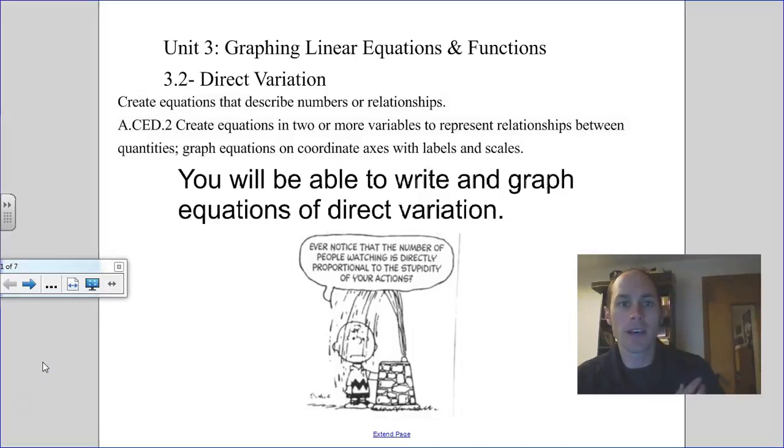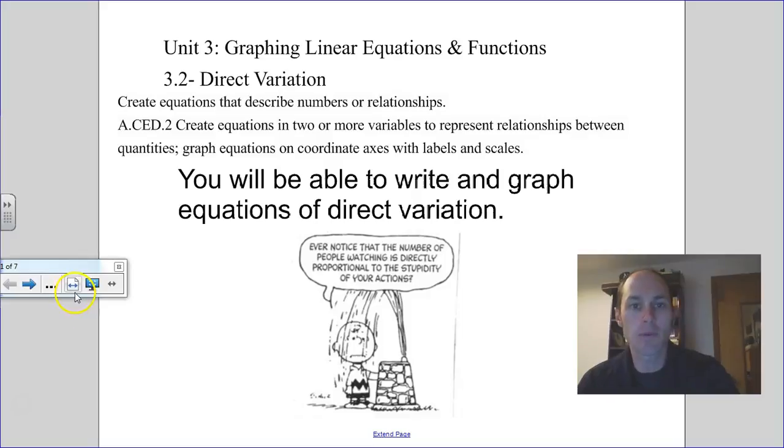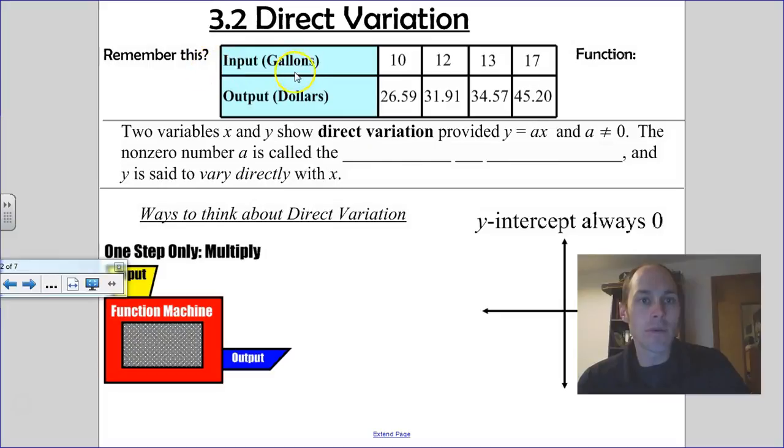Okay, let's continue talking about how we graph linear equations and functions as we begin to talk about what is known as direct variation. Direct variation is a specific type of linear equation that we'll talk about as we go on. It deals with ratios and proportions. So remember when we talked about input and output, defining that this was a function because for each input we had an output. And there was a rule for that.